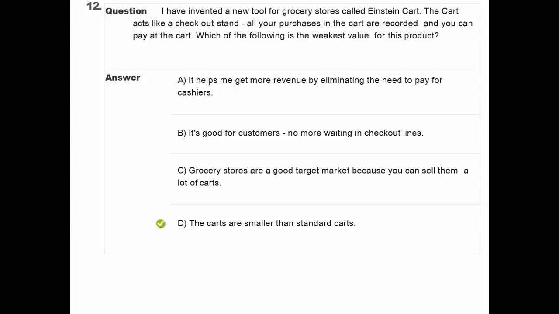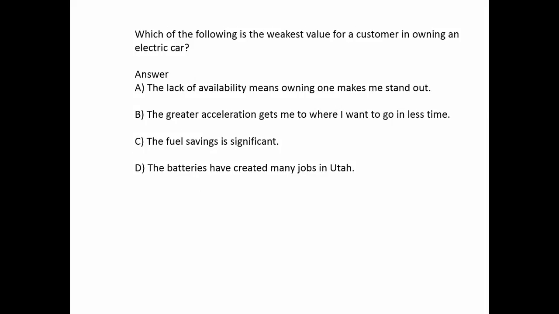And so you look at A, C, and D. A and B are clearly good. A and C are clearly good values, but D isn't. Which of the following is the weakest value for a customer owning an electric car?